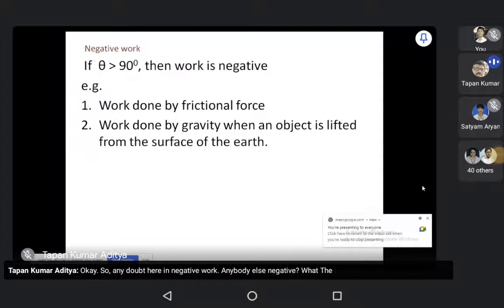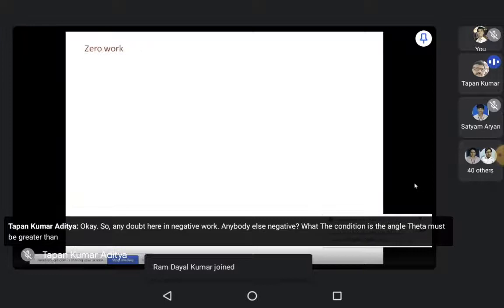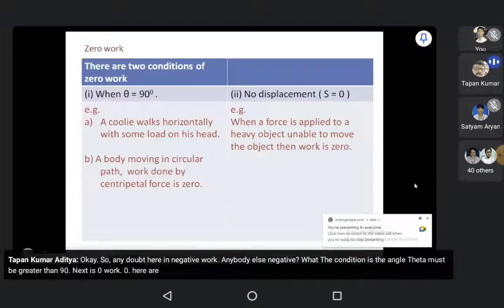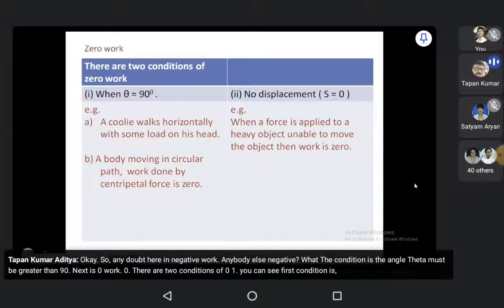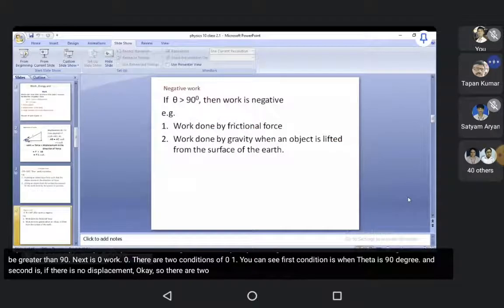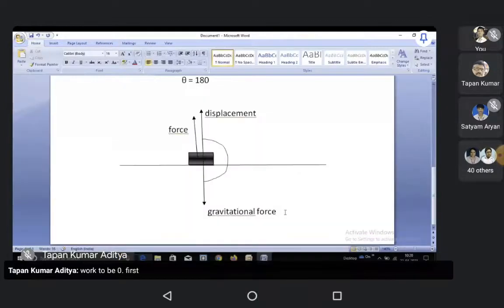The condition is the angle theta must be greater than 90 degrees. Next is zero work done. There are two conditions of zero work done. You can see first condition is when theta is 90 degrees, and second is if there is no displacement. Okay? So there are two conditions of work to be 0. First is theta is 90 degrees.